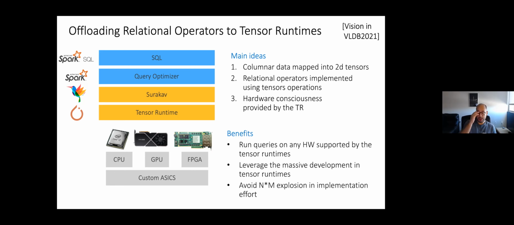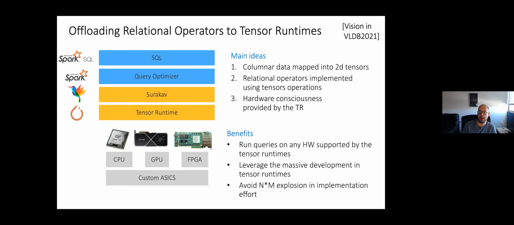To make this a bit more clear, what are the benefits here? Why are we doing that? Tensor runtimes have been super optimized throughout the years for different types of hardware. So they contain all the operators needed for, you have your NVIDIA GPU, you can have any other GPU, you can have different FPGAs. So by us doing this translation from relational operators to tensor operators, we no longer need to implement all the custom kernels for every different hardware you have, right? So we're avoiding all this explosion in implementation.